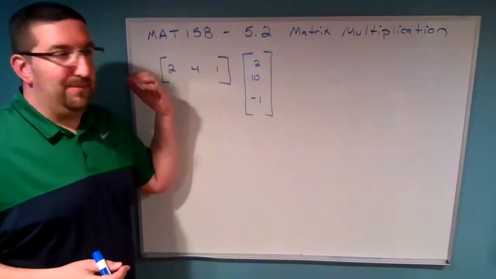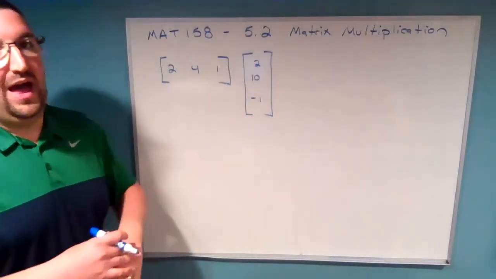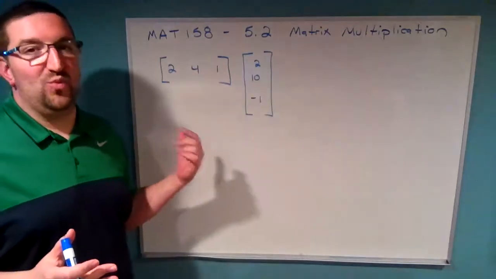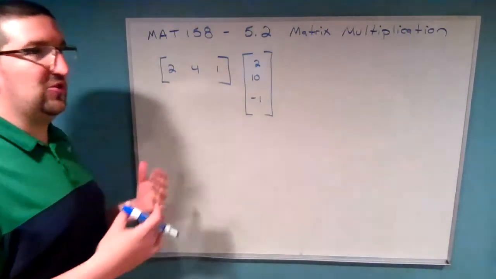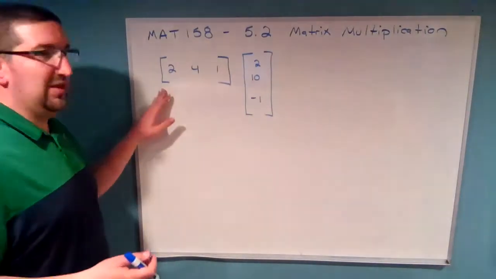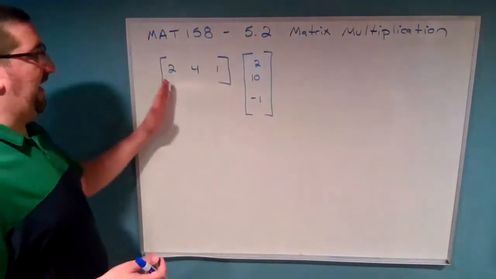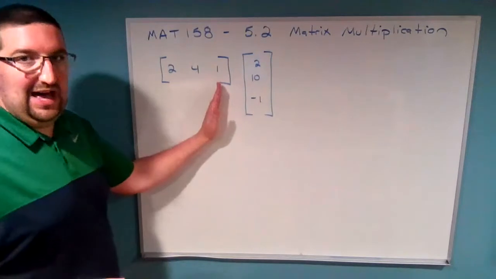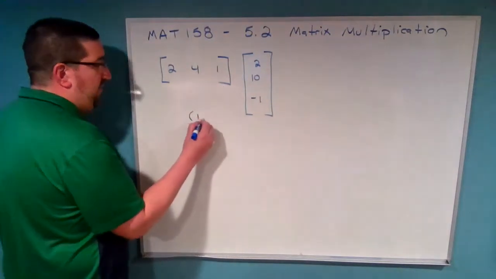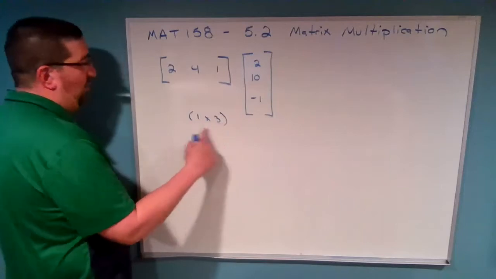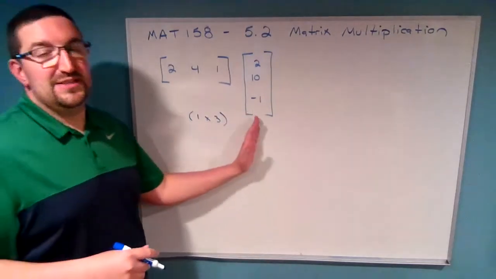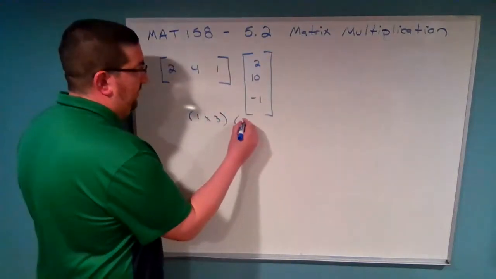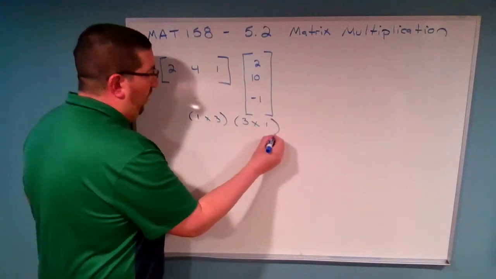For multiplying matrices together, having the same dimensions is not necessary, but there is one thing that is necessary. You have to look at the dimensions. So this is one row and 3 columns. We always name a matrix by the rows and then the columns. So this is a 1 row, 3 column. We call this a 1 by 3 matrix. This matrix is 3 rows, 1 column, so it's going to be a 3 by 1 matrix.